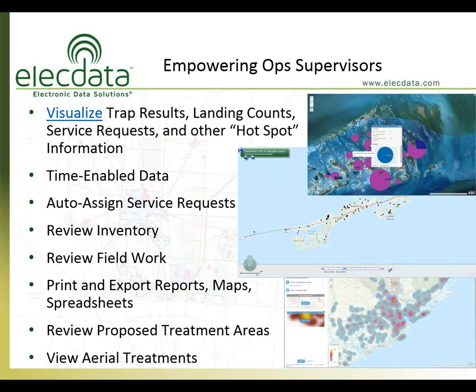Our mosquito control software has sort of evolved from merely record keeping to being able to visualize trends. And so the ArcGIS platform helps us do this a lot more effectively, being able to see hotspots, being able to time enable maps and see where the service requests are coming from, what the landing counts or trap results have been doing. This helps operations supervisors to use the resources that they have most effectively.